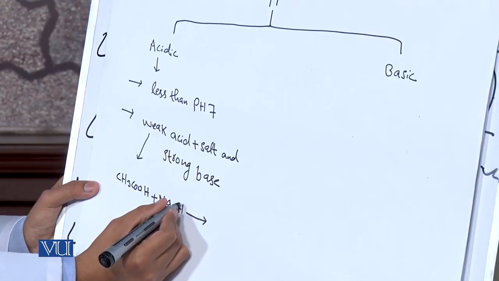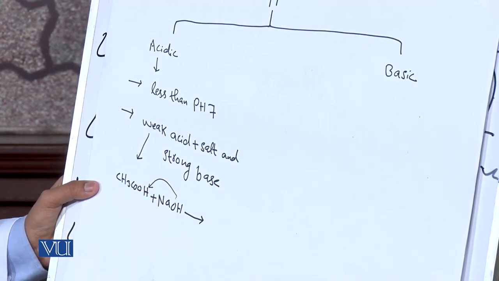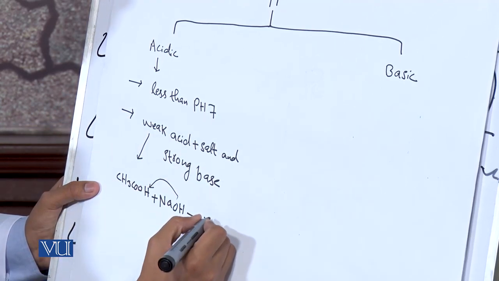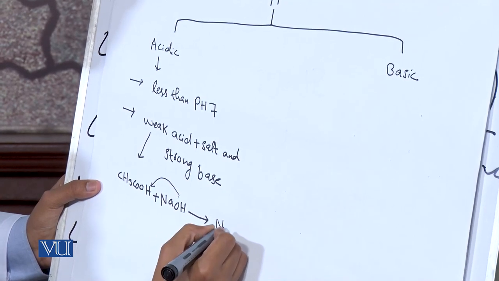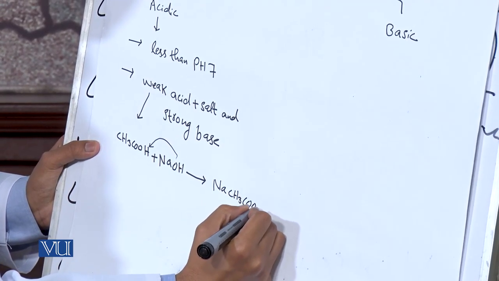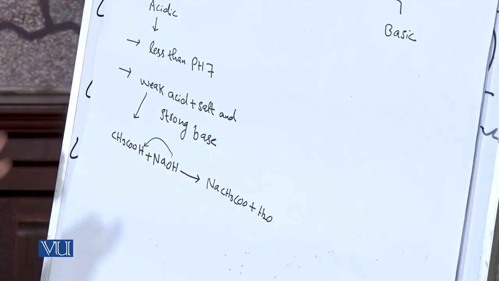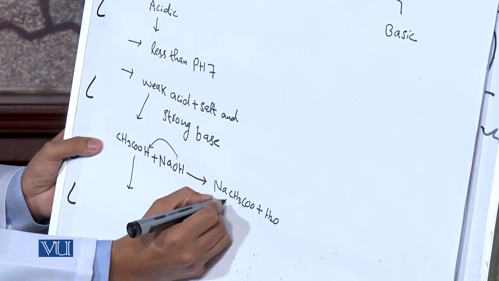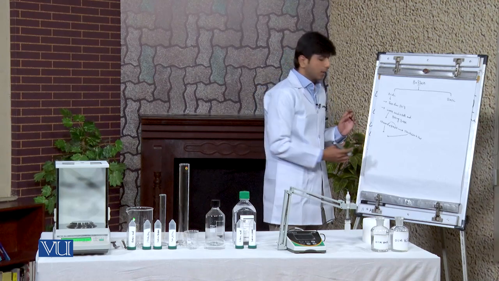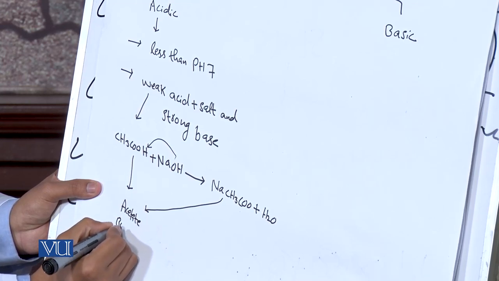This hydroxyl group will form a bond with hydrogen and a water molecule will be released, and the remaining will be the salt of this weak acid, which will be sodium acetate. Now, by combining this weak acid with this salt, we can successfully make the acetate buffer.